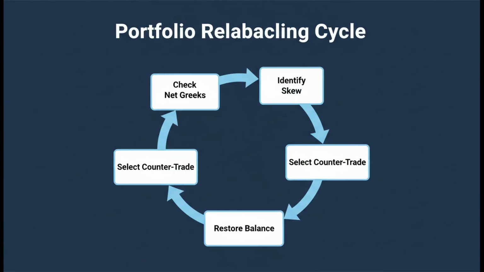If your net delta gets too bullish during a market peak, you don't need to close winning bullish trades. Instead, you can open a new bearish trade or hedge to bring the net delta back within your target range. This is dynamic portfolio hedging using the Greeks as your compass.